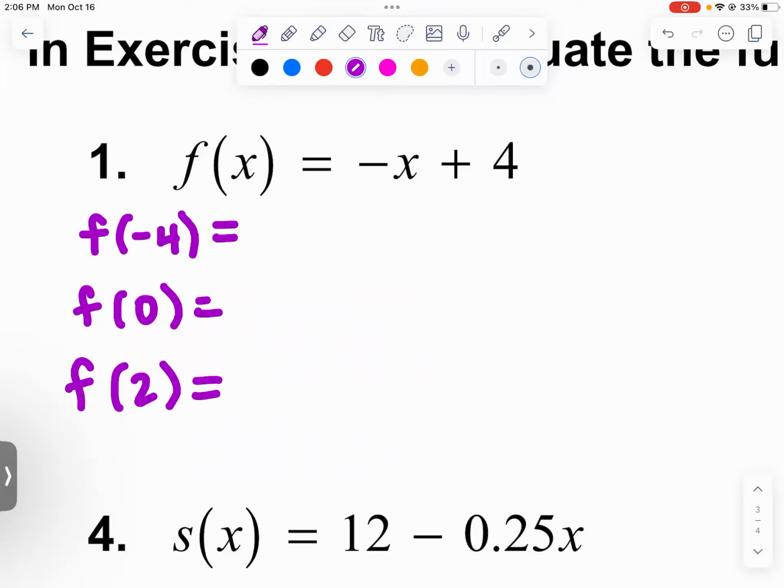This is what I would do anytime I have an input output situation. f of x is negative x plus 4. So I'm going to write negative x plus 4, but instead of x, I'm going to write parentheses. Then I look, I have negative 4 here, so that is what's going to go here for my x. What is this output? 8. It's 8.